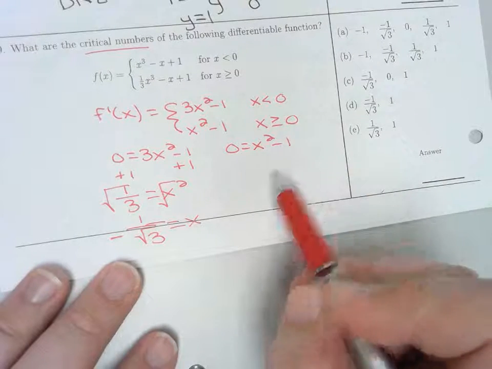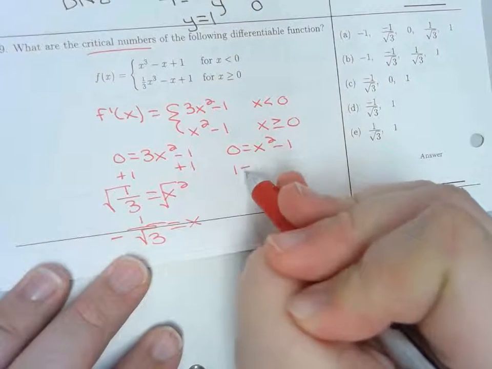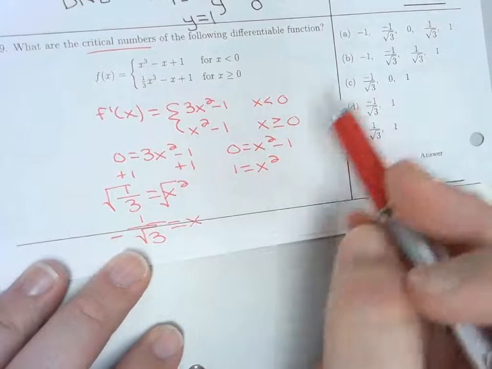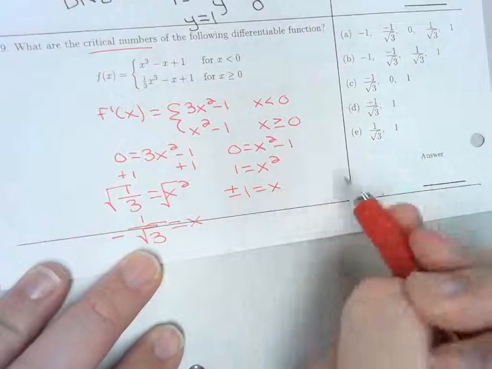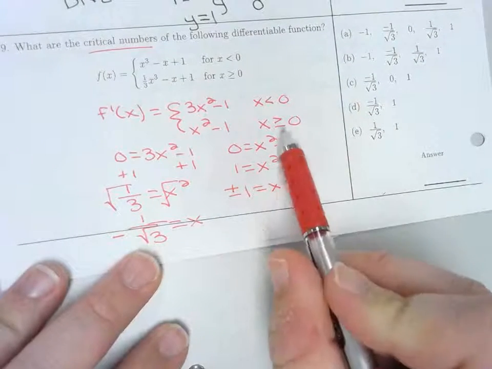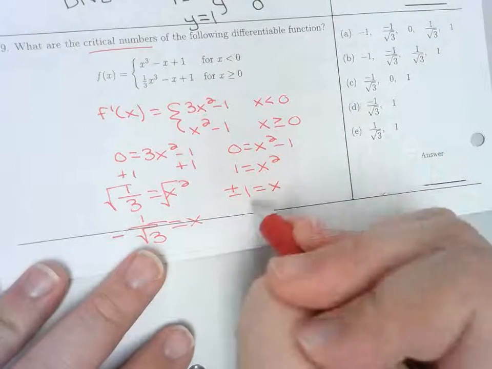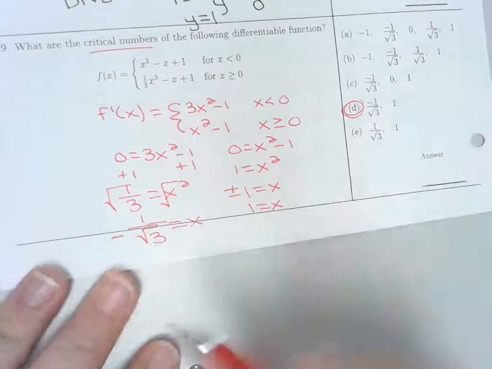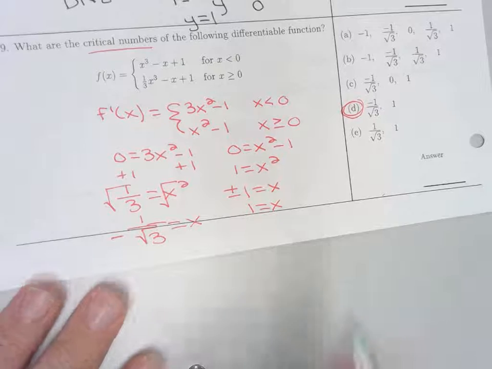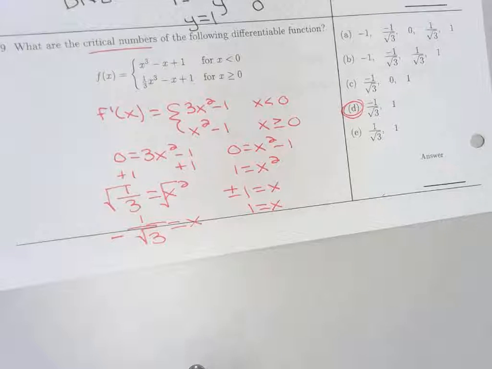And then this would be add 1, so 1 equals x squared. Again, you have to use that piecewise, so technically it would be plus or minus 1 when you take the square root. But this is only for x values greater than or equal to 0, so that's just a positive 1. So your answer is D. So let's keep track of that plus or minus. That's where that piecewise comes in.